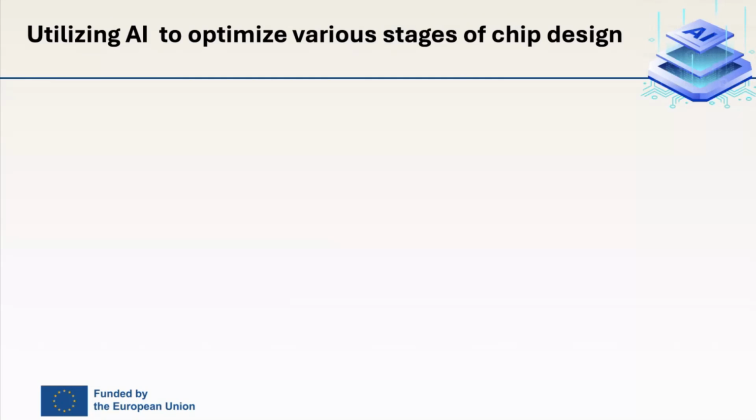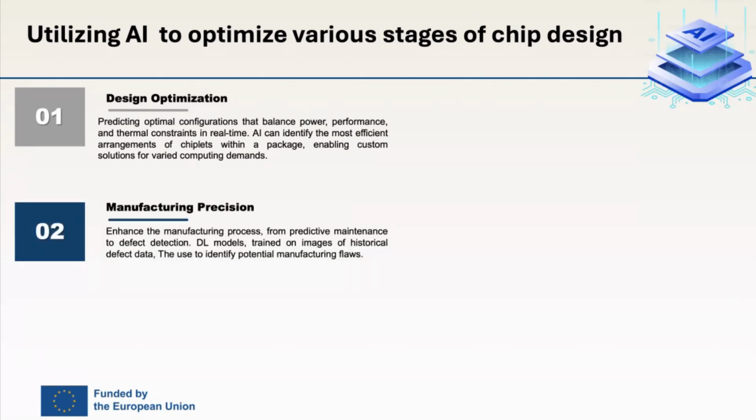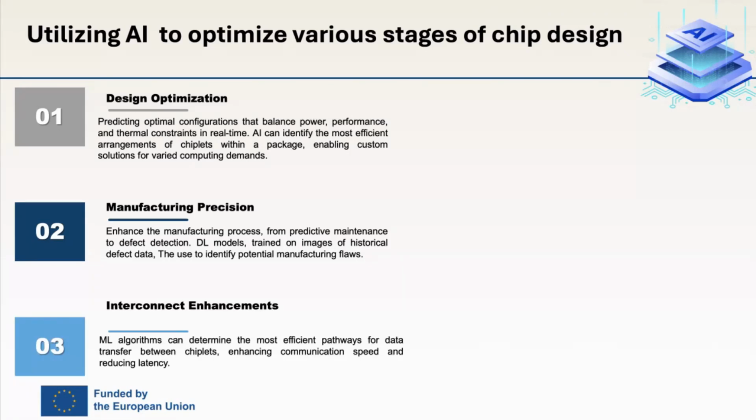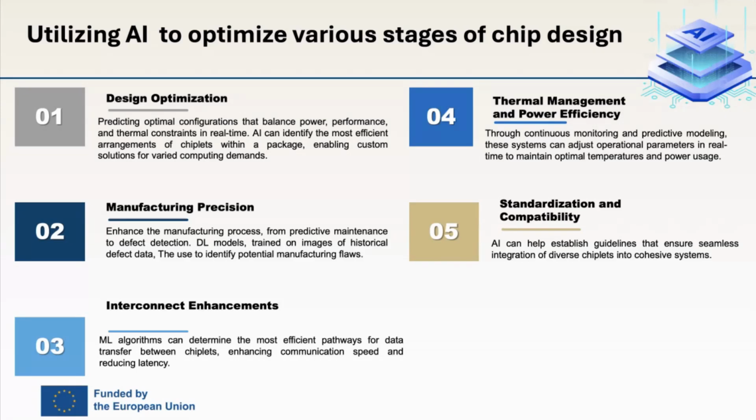Utilizing AI to optimize various stages can help optimize the design stage in order to balance between power, performance, and thermal constraints. It can also be used in the manufacturing procedure, for example to detect defects according to previous data or information. It can also be used to improve interconnection enhancement, thermal management, power efficiency, standardization, and capabilities. And finally, it can be used to solve the placement problem.